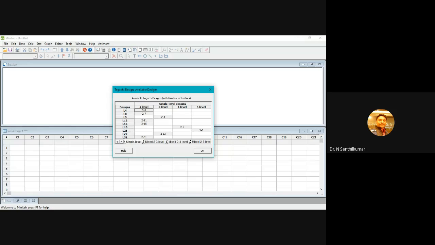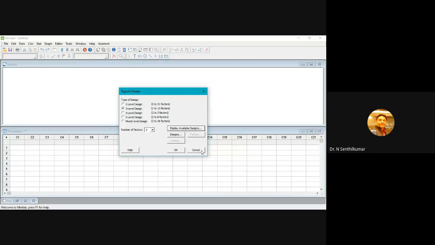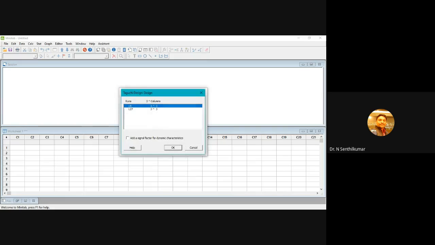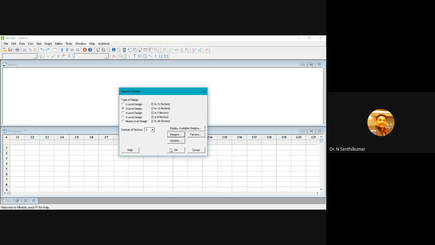In the single level 3 level, you can see I have L9 for 2 to 4 parameters, for L27 for 2 to 13. So I will be going on with the L9 only. From this also I can select that. And to click the designs, it will be telling you L9, L27. So first I will be going on with the L9. So L9, select this and click OK.